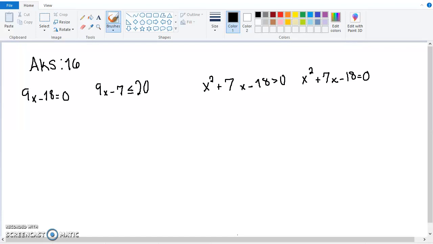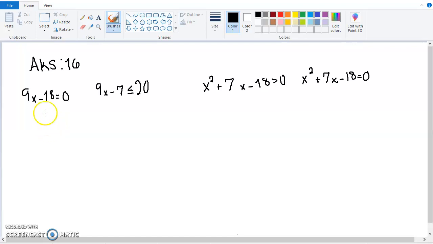AKS16 is creating equations and inequalities in one variable and using them to solve problems. So over here I have a linear equation and a linear inequality. Then I have a quadratic inequality and a quadratic equation. So I'm going to start with the linear equation.